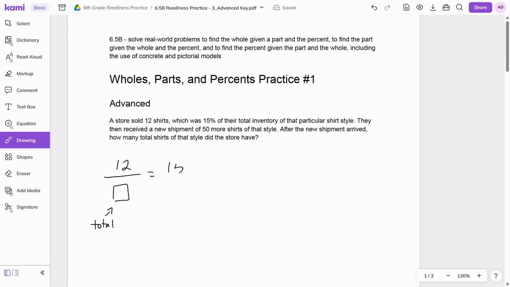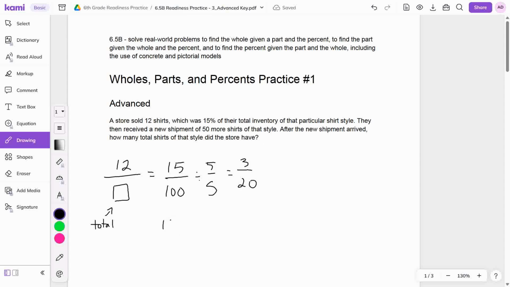equals 15%. Now we can turn this into a proportion if we rethink of 15%, because 15% means per 100. And so we can call this 15 hundredths. We could sit with it like this if we want to make it a little bit easier for ourselves. What we can do is we can simplify the 15/100. Let's divide by fives. And so we're going to end up with 3/20ths.